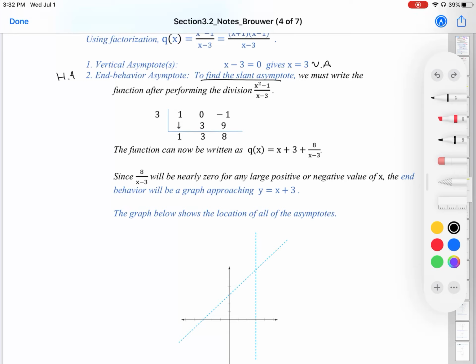We can divide using synthetic division for this case because our denominator is linear. So I divide by 3 using synthetic division. We have x squared, no x, so we write a 0 place value, and minus 1. We bring down the first number, and then we follow our rule of multiplying and adding. We do not care for our remainder. We just want our answer. So we get x plus 3. So we'll have a slant asymptote at y equals x plus 3.